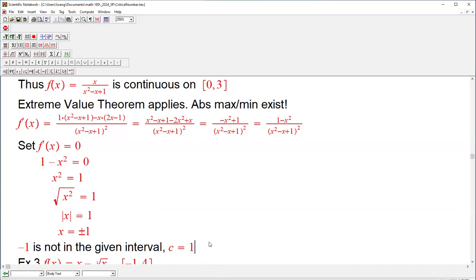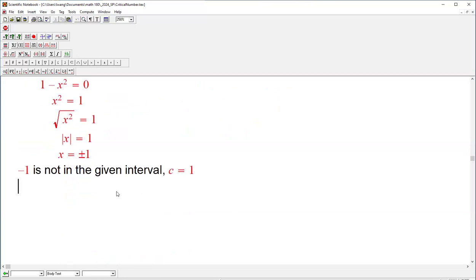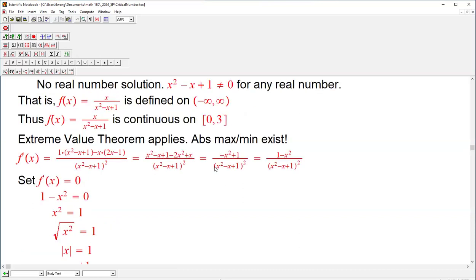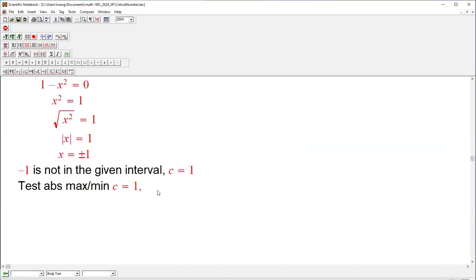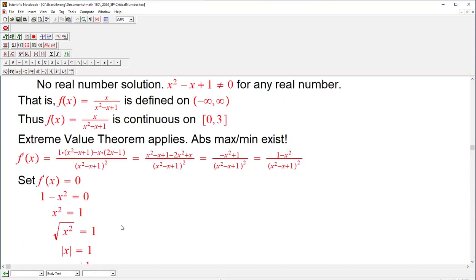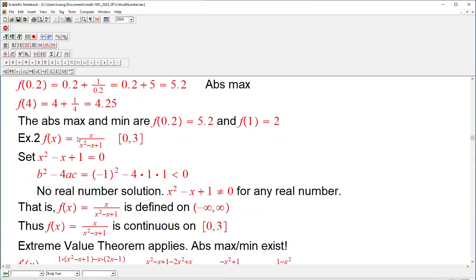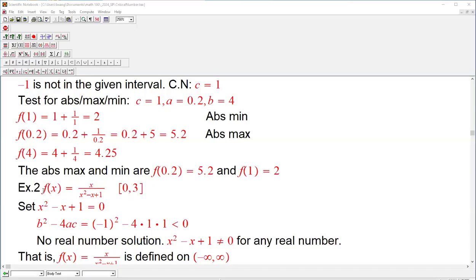Okay, so now we're going to test absolute max and min on 3 numbers. c equals 1, and the endpoints a, b. a equals 0, b equals 3. And the function we're going to be testing with, of course, is the original function. Okay, we're going to test it on the original function.